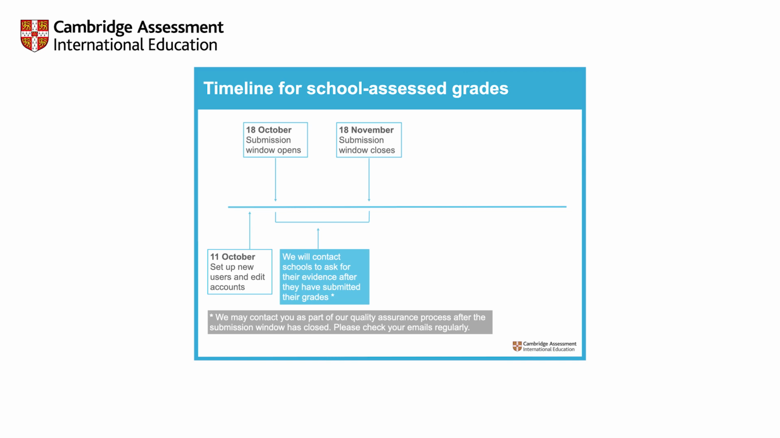If we need you to provide portfolios of candidate evidence and rationale documents, we will contact you after you have submitted your school-assessed grades to us. Please make sure you are regularly checking your school email during this time. We will release results for Cambridge International AS and A-Level on the 10th of January. We will release results for Cambridge IGCSE and Cambridge O-Level on the 18th of January.